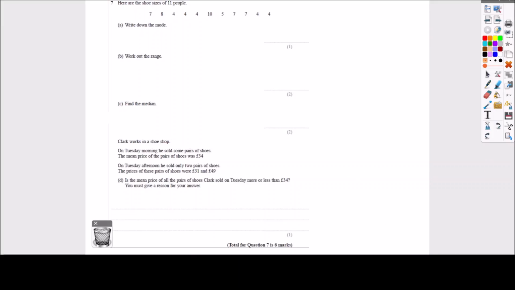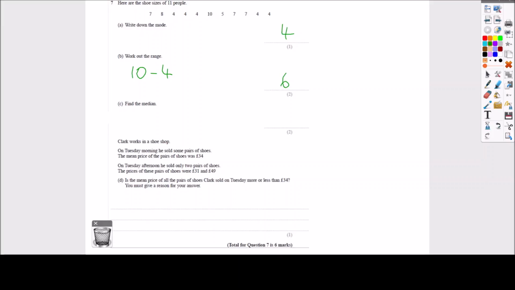Question 7. Write down the mode. Now, the mode is the number that crops up most often. And we've got 1, 2, 3, 4, 5 of the 4s. 4 crops up 5 times. That's more than anything else. So 4 is the mode. Now, the range is the biggest number take away the smallest number. So that's 10 take away 4, which is 6.